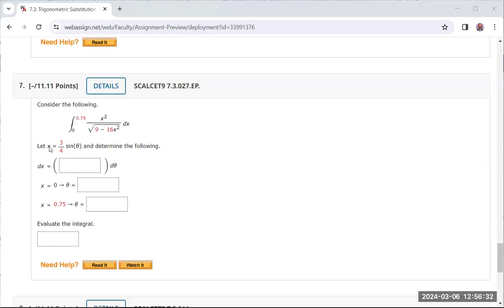So letting x equal 0, sine theta would have to be 0. That occurs at theta equals 0. And letting x equal 3/4, 3/4 equals 3/4 times sine theta would require sine theta to be 1. But sine theta is 1 precisely, wait, sine theta is 1? Oh, yeah, of course. That's at the top of the unit circle at theta equals pi over 2. So pi over 2 is going to be the top bound there. And so converting to theta, you go between 0 and pi over 2.